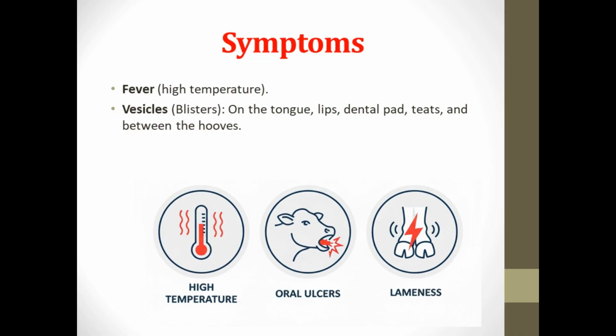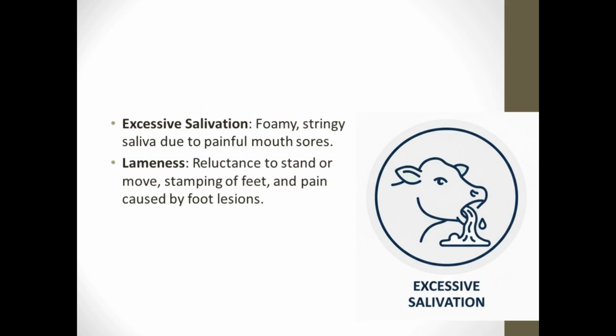Symptoms of this disease are related to the mouth and the legs: high temperature, oral ulcers, and lameness. This occurs due to the presence of vesicles or blisters inside the tongue and between the hooves. With time, these vesicles are ulcerated, and they cause extreme pain and lameness.